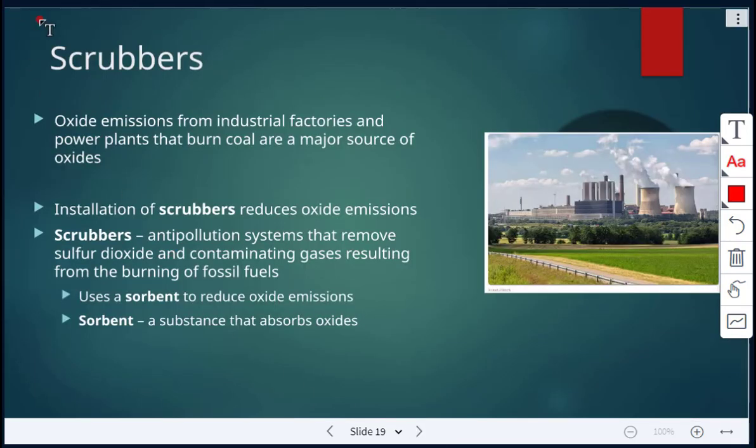We also have scrubbers. Oxide emissions from industrial factories and power plants that burn coal are a major source of oxides. So installation of scrubbers reduces oxide emissions. These scrubbers are anti-pollution systems. They remove the sulfur dioxide and contaminating gases resulting from the burning of fossil fuels. All right, they use a sorbent material which reduces oxide emissions. So it's basically a substance that absorbs oxides.